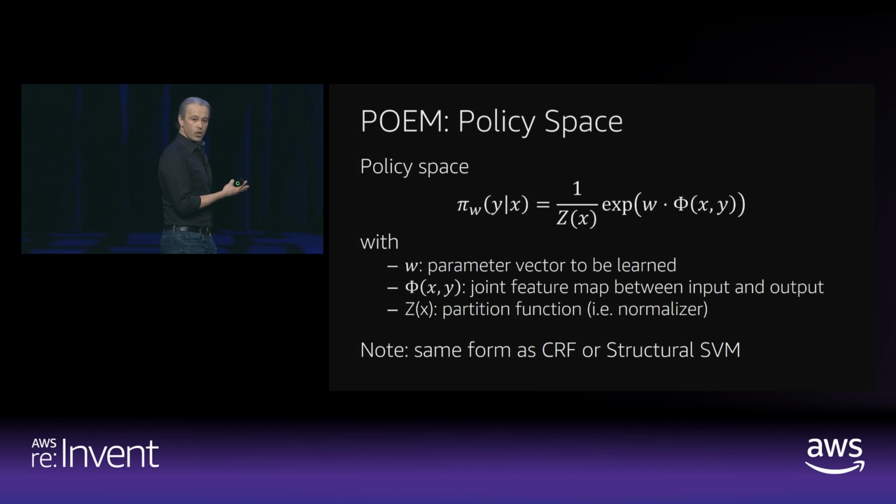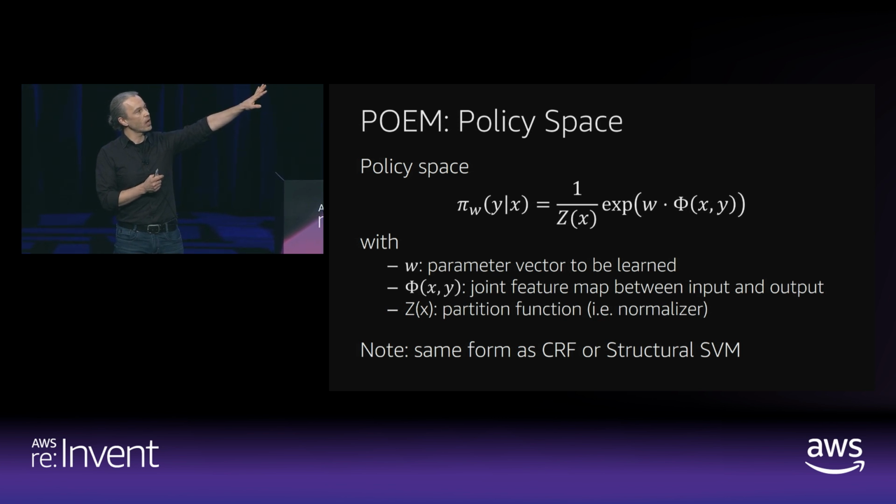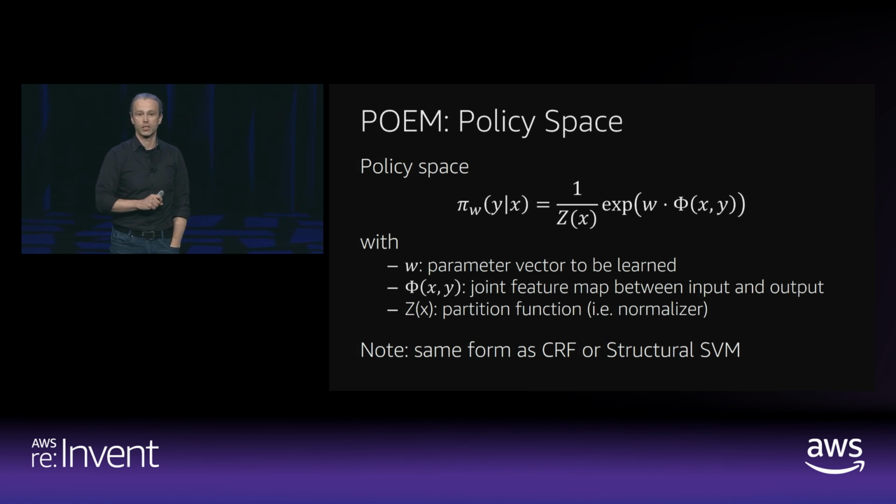So what do we need to do? Well, we have to define the policy space, the type of function that we want to learn. And I said we wanted to learn a conditional random field. And if you know what a conditional random field is, that's what it is, right? You have this kind of softmax function that's normalized to sum to 1 by this partition function Z. And then you have a joint feature map phi of x and y that comes from your conditional random field. And then you want to learn this weight vector w.